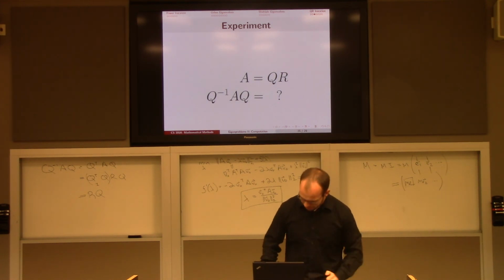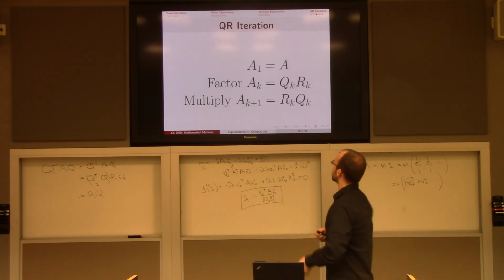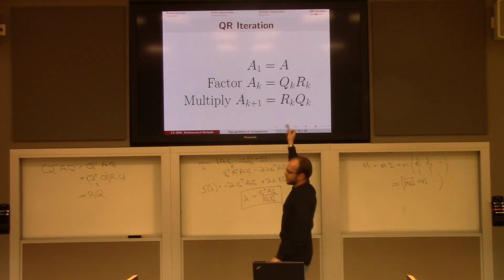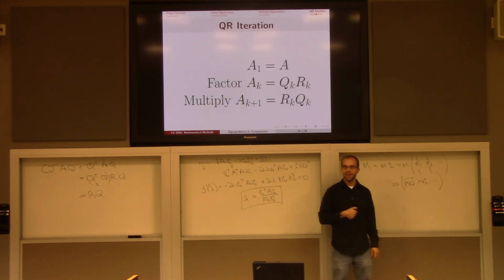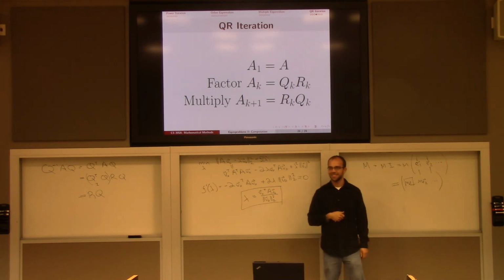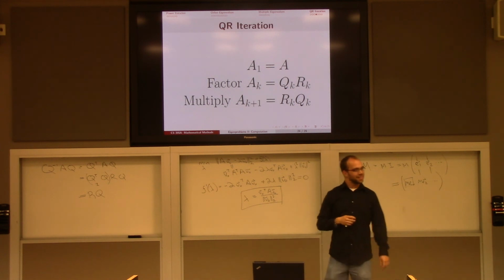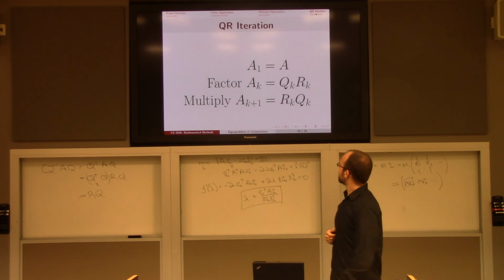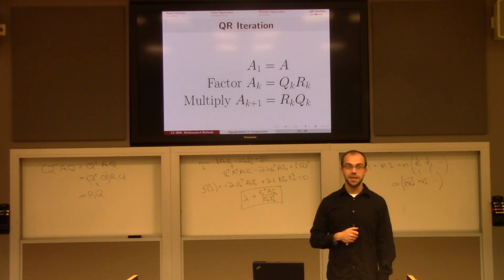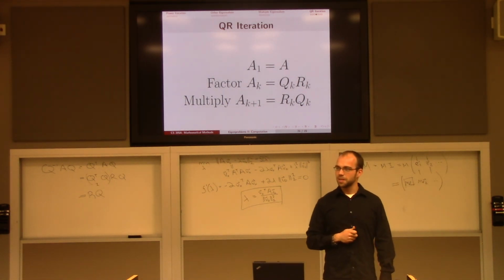So in fact, Justin's favorite algorithm in the world can be written in 3 lines, which is you start by defining A1, this is your matrix A, and then what you're going to do is you'll factor your kth matrix as QR, and then you're going to replace that with RQ. And then you're just going to iterate over and over and over again. And it turns out, at least when A is symmetric, that the matrix R will converge to a diagonal matrix of all of your eigenvalues. And the matrix Q will converge to the orthonormal basis of all your eigenvectors.